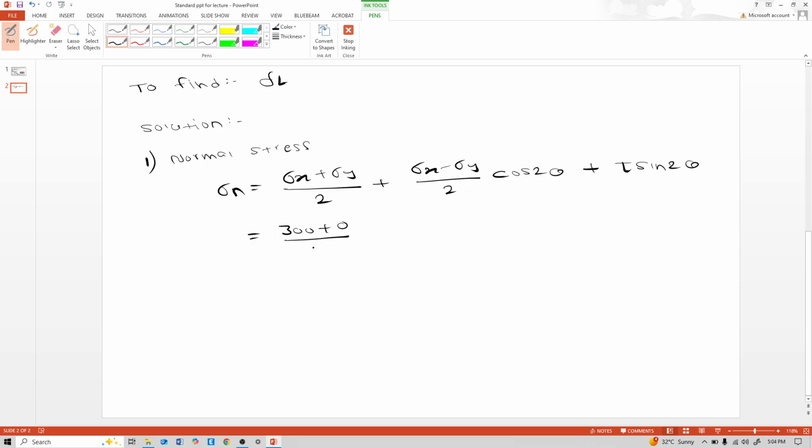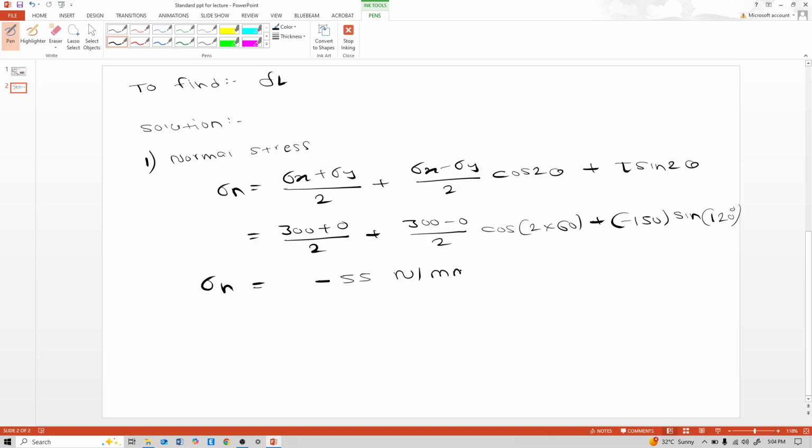(300 plus 0) divided by 2 plus (300 minus 0) divided by 2 cos of 2 into 60, plus tau, which is minus 150, into sine of 2 into 60, that means 120 degrees. Therefore sigma n comes to 300 divided by 2 plus 300 divided by 2 cos of 2 into 60 degrees plus, in bracket, minus 150 into sine of 2 into 60 degrees, which is minus 55 Newton per mm square. This is the normal stress.